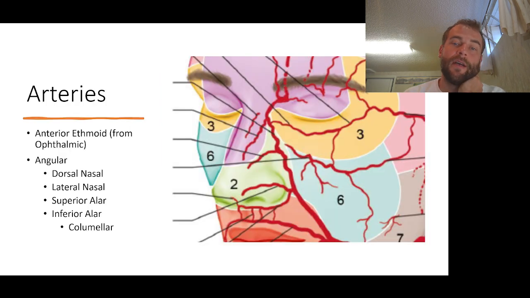Arteries of the nose, mostly coming off of the angular artery, which is off of the facial. You do have the anterior ethmoid, which is up here. This comes off of your ophthalmic, which is where all this eye stuff came from that we were talking about. But your angular is going to be in here, and it'll give you your dorsal nasal, lateral nasal, superior alar, inferior alar, and your columellar right down in here.